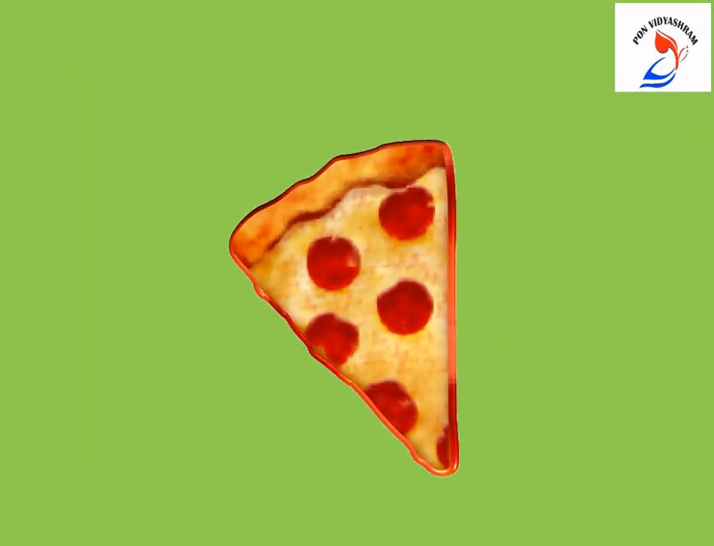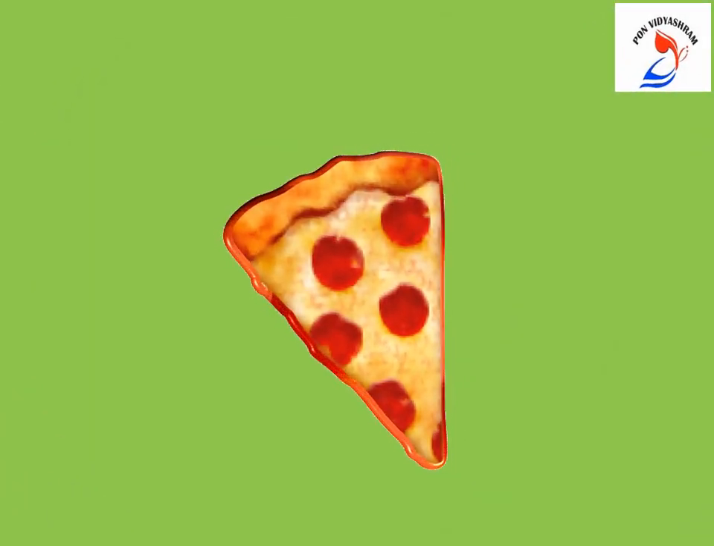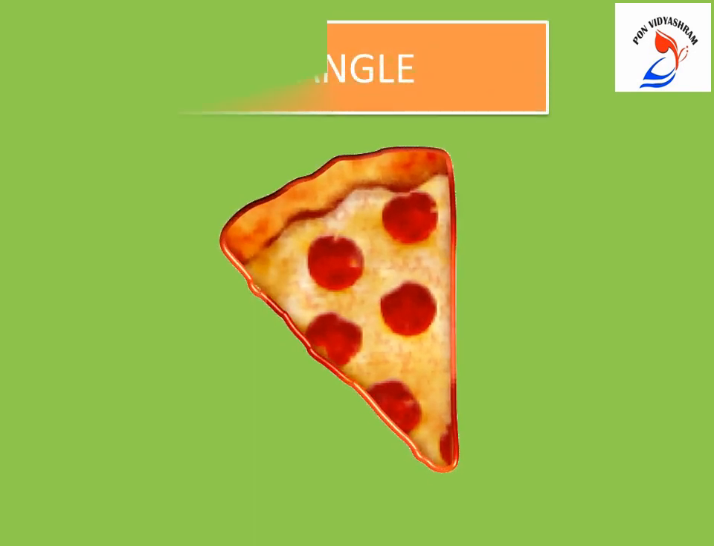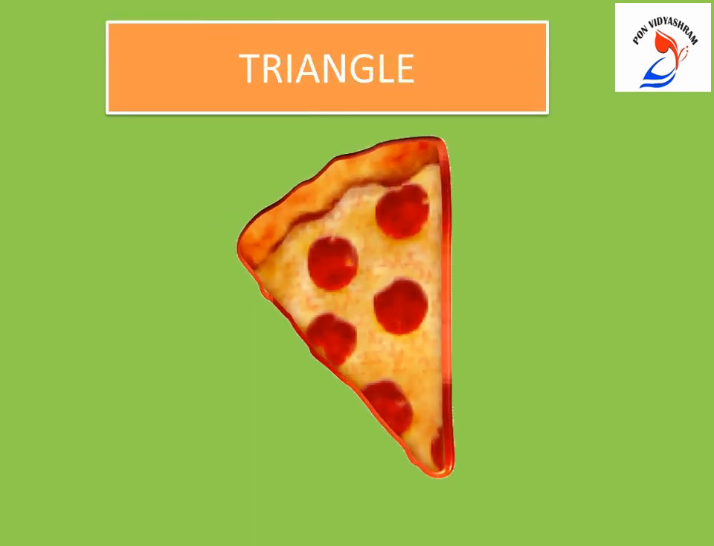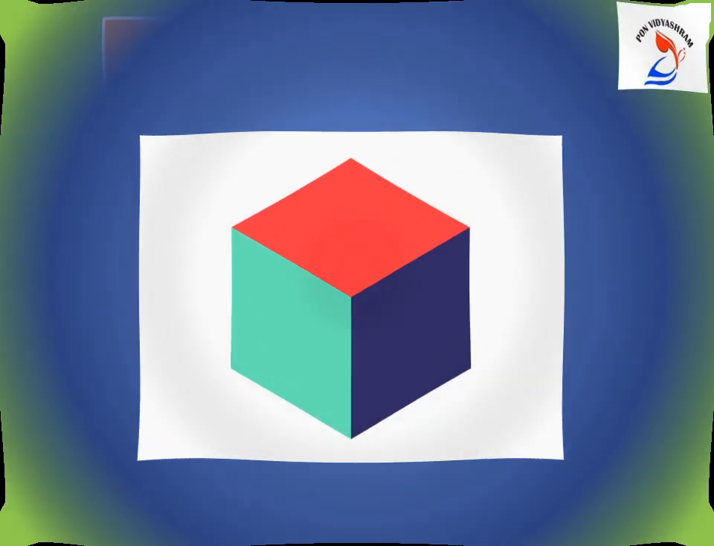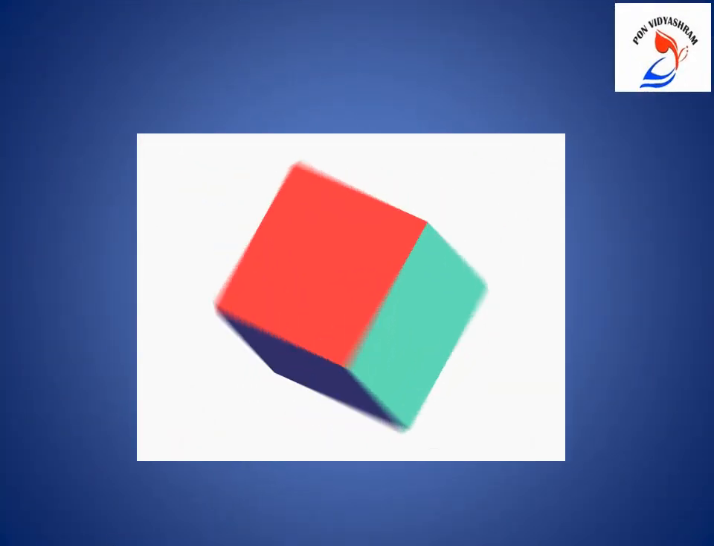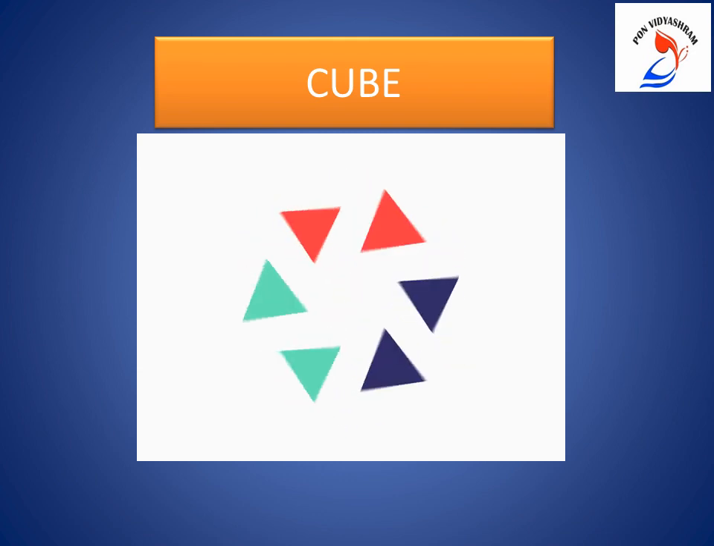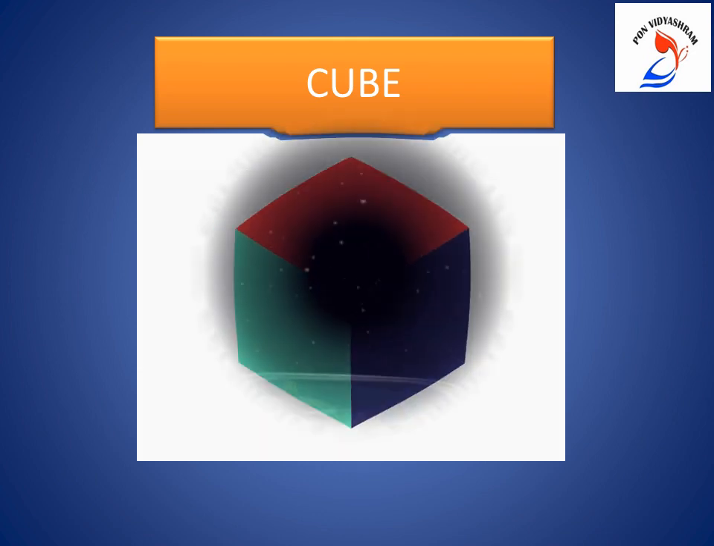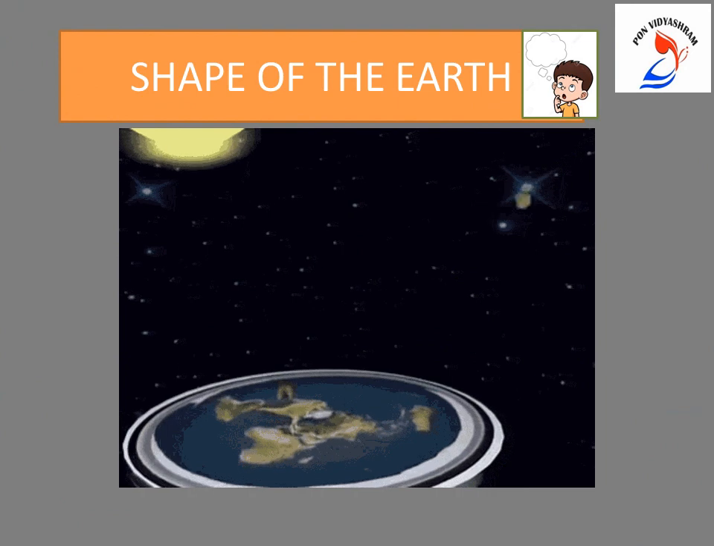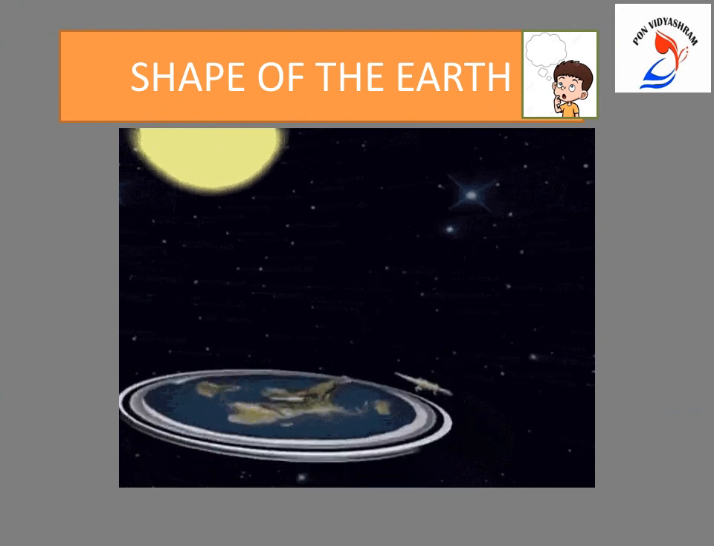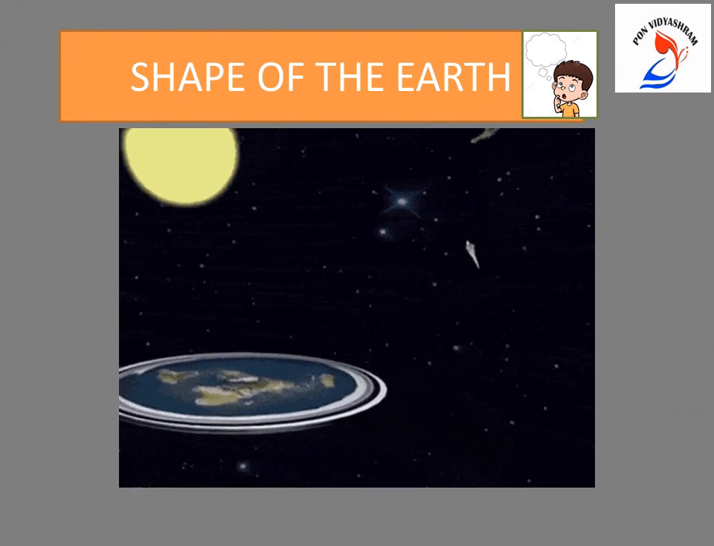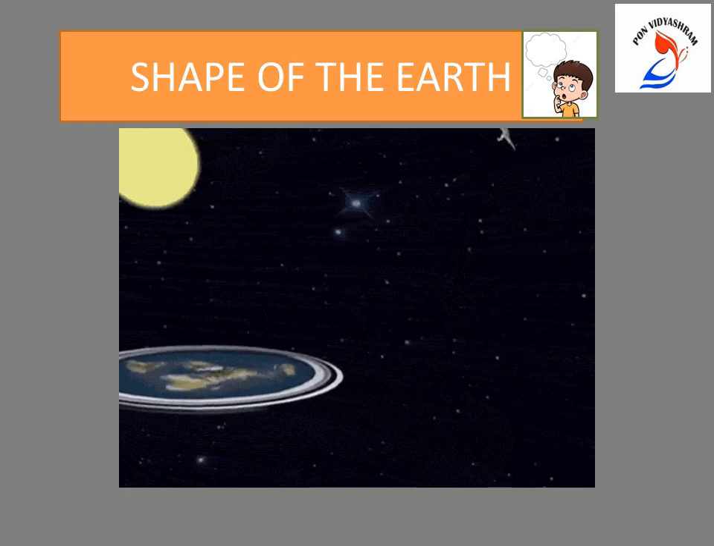What is the shape of this pizza piece? Yes, it is a triangle. Now, what is the shape of this box? Yes, it is a cube. Children, can you tell me the shape of the earth? Is it round or flat or a sphere?